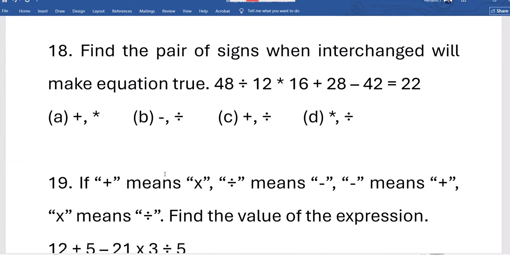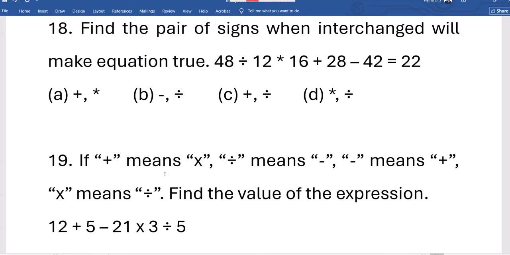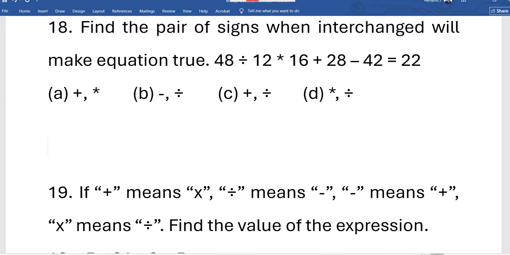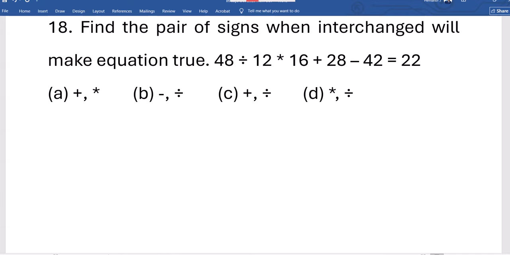Now 18, you have to interchange symbols, signs. Right side should be 22. What must be interchanged? Again, with common sense, B and C are eliminated. Why, sir? Right side 22 is an integer, right?